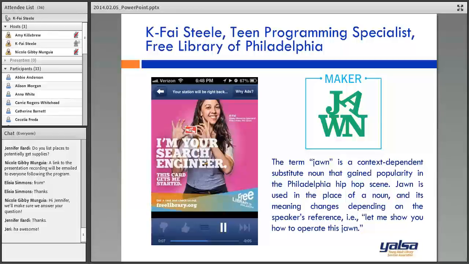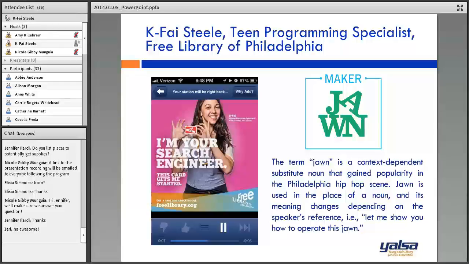But before I continue, I always forget that not everyone's from Philly and familiar with Philly hip hop terms. So this is my legit way of describing John. The term John is a context-dependent substitute noun that gained popularity in the Philly hip hop scene, probably sometime around the 70s, but it's definitely made a resurgence in the past 5 or 6 years. The word John is used in the place of any noun, so its meaning changes depending on the speaker's reference, like, let me show you how to operate this John, or hand me that John right there.